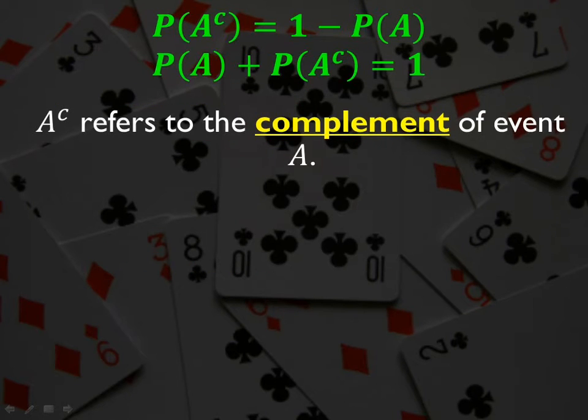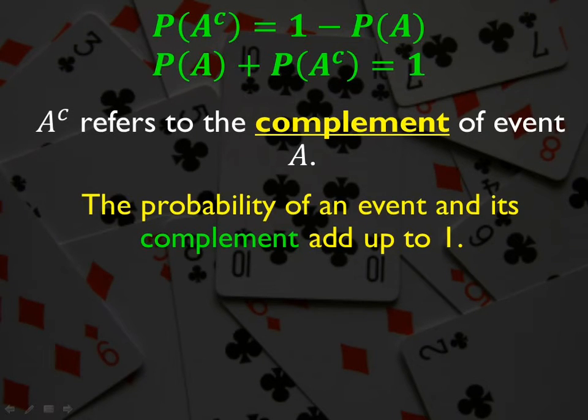Rule 3, the probability of the complement is 1 minus the probability of A. Likewise, the probability of A plus the probability of the complement of A equals 1. So A^C refers to the complement of event A. Notice complement is spelled with an E, not compliment, which is something nice you say to somebody. The probability of an event and its complement add up to 1. So basically the probability of an event happening plus the probability of the event not happening have to equal 1.